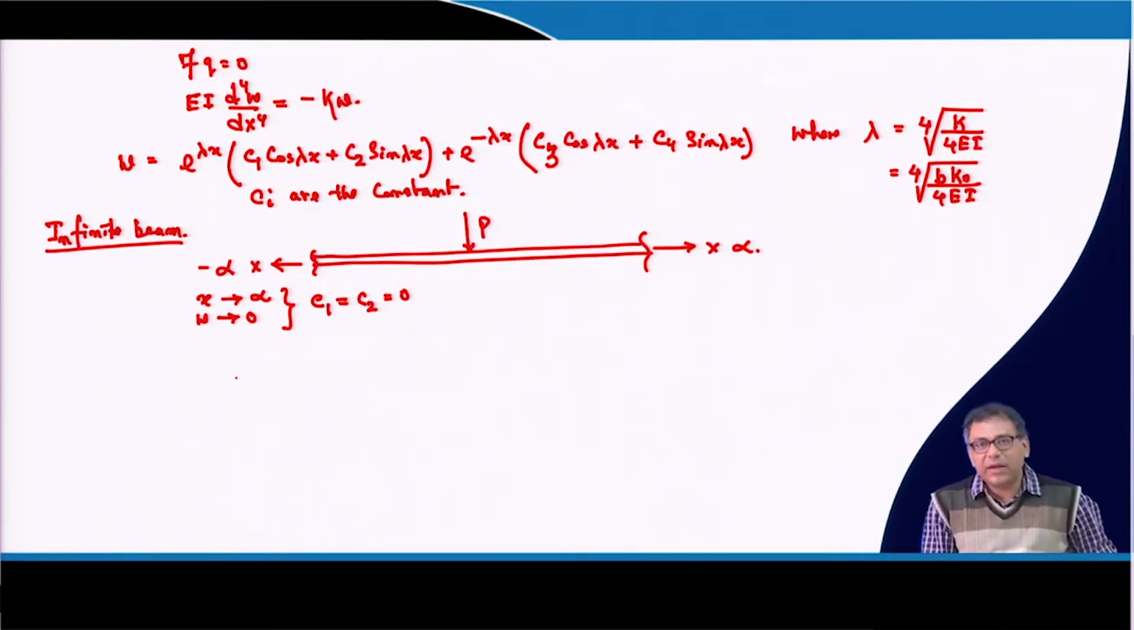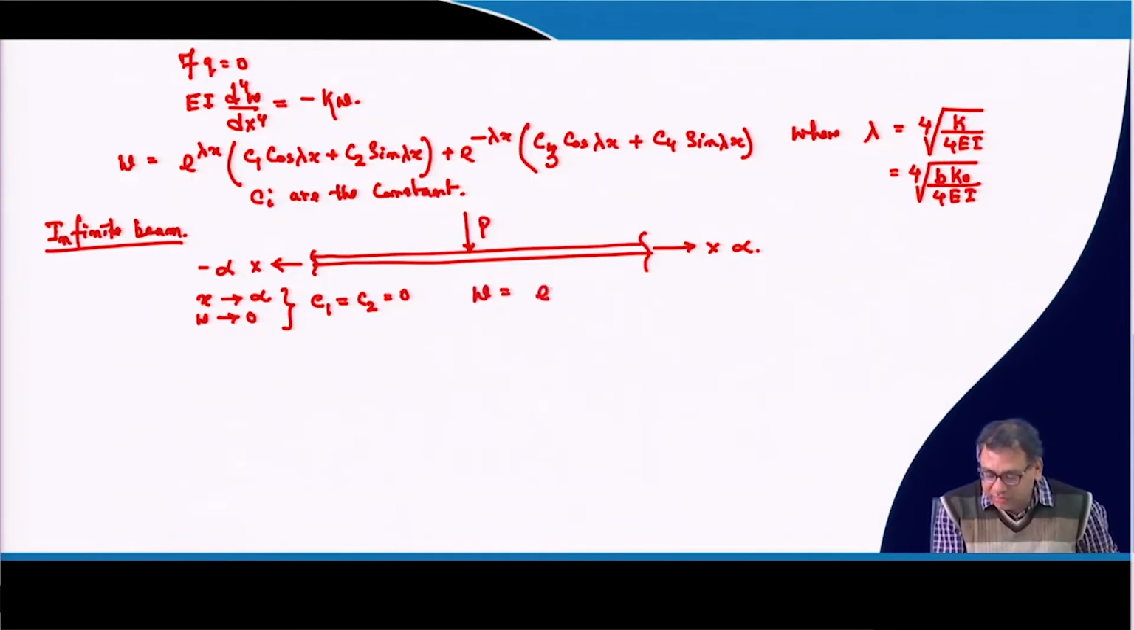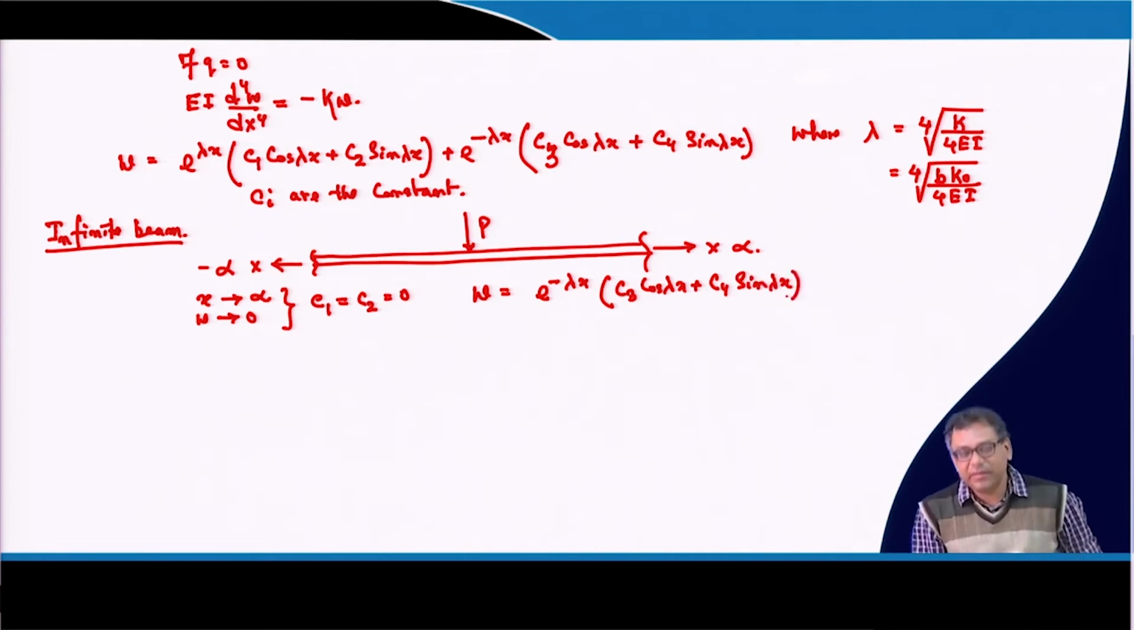Okay. So that means this equation is general, as I mentioned, so you can use it for a finite beam also. For an infinite beam this equation will be reduced to e to the power minus lambda x into C3 cos lambda x plus C4 sin lambda x. So this will reduce to two constants. Again, these two constants we have to determine by using boundary conditions.